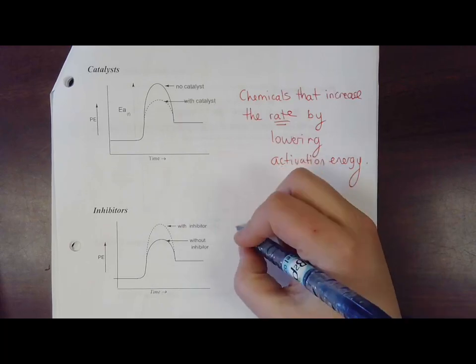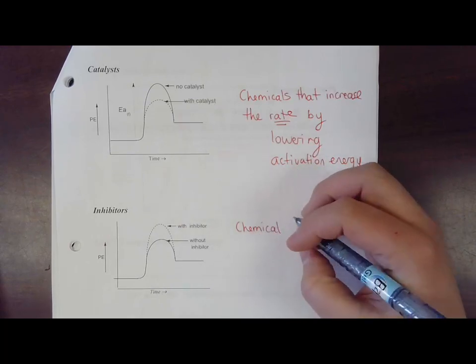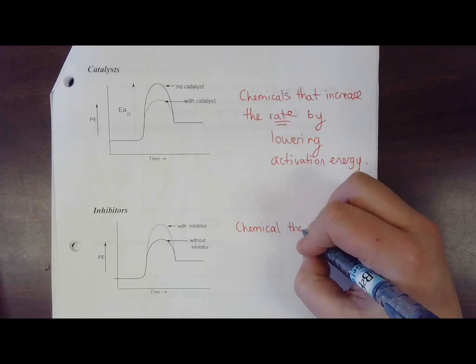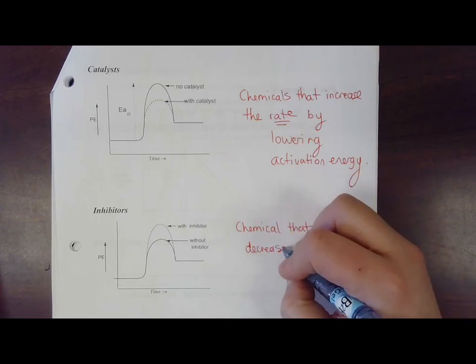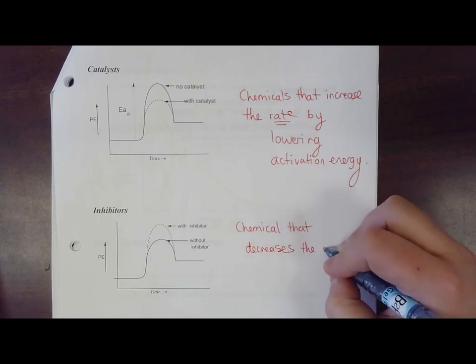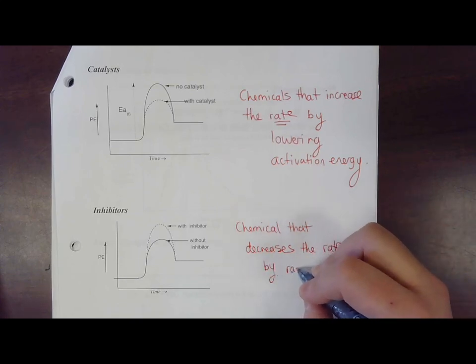So an inhibitor is essentially, in this case, the opposite of a catalyst. It's going to be a chemical that decreases the rate by raising the activation energy.